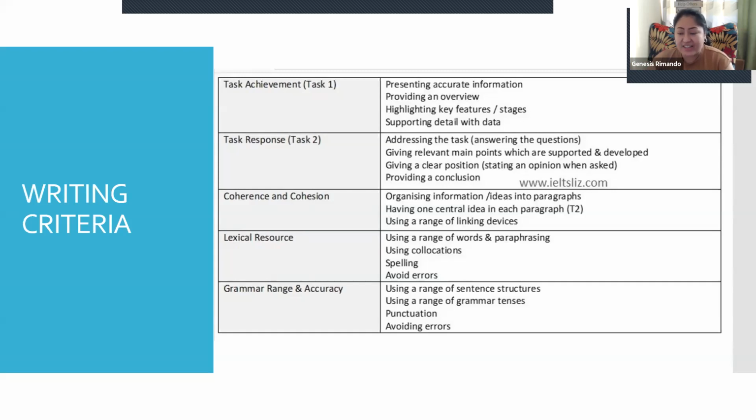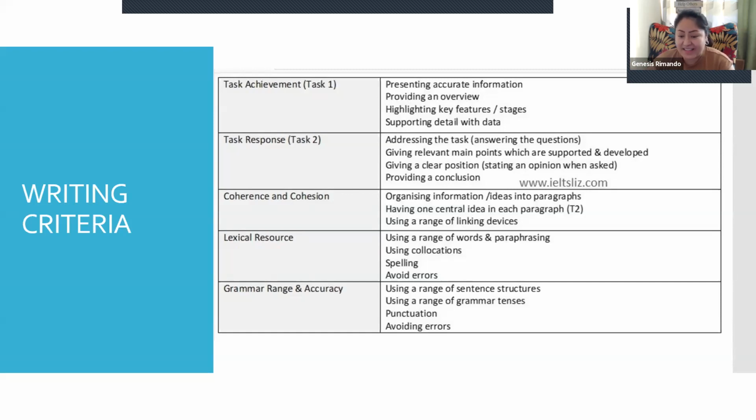You're good in lexical resource, so you use a range of words. It's the same like speaking also. You paraphrase also when you write. You also use collocations. You write in a correct way. You don't spell wrong. What else? For grammar, of course, you're always correct.